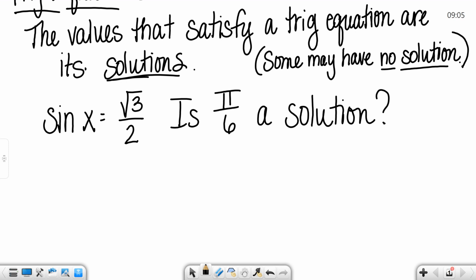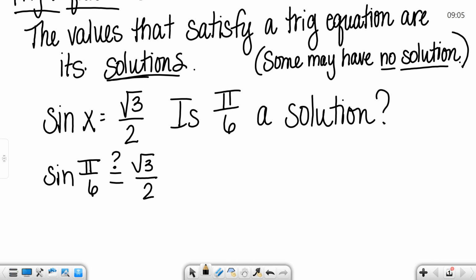So I've just stated above that a solution means it must satisfy the equation. So if I took pi over 6 and I found the sine of it, would I get the square root of 3 over 2? And so that is my question. And so you can go to your unit circle, you can use a hand trick, you can use a table to help you figure this out and decide, when we get the sine of pi over 6, is that really the square root of 3 over 2?